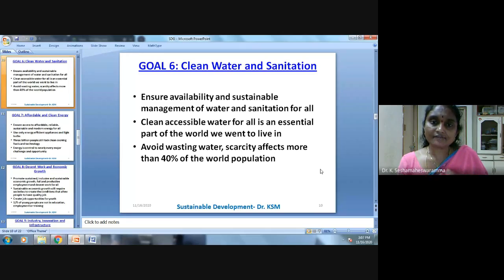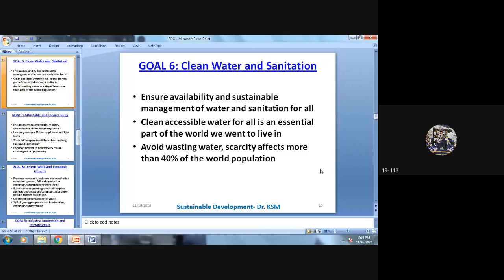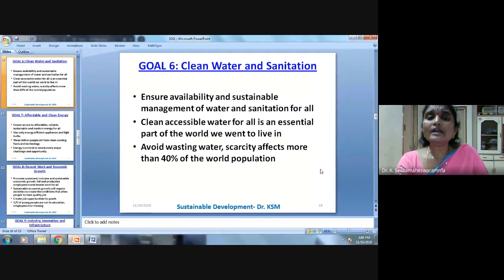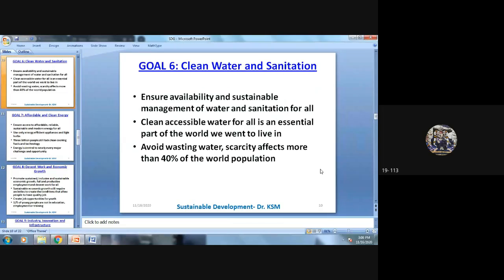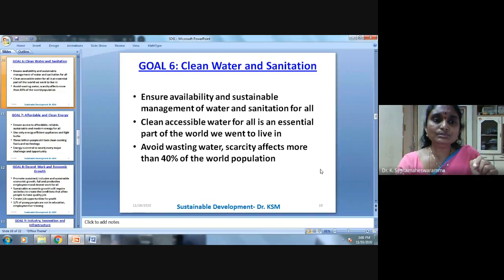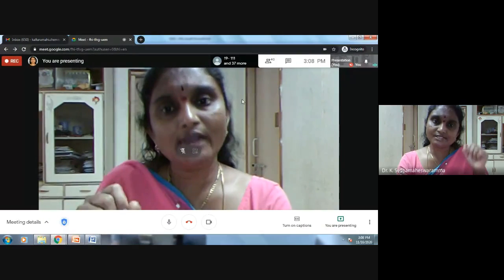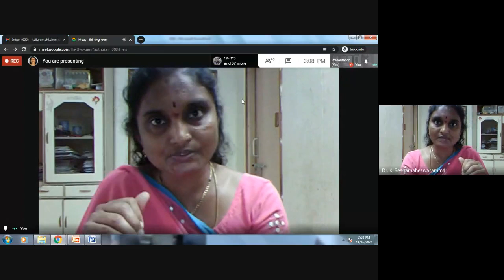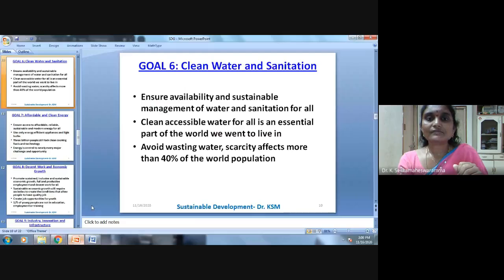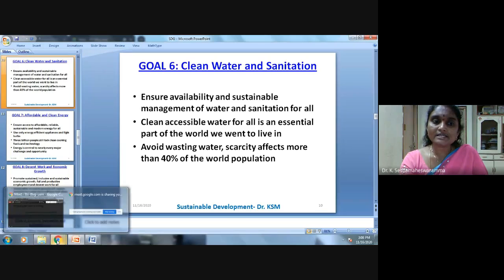To this end, avoid wasting water. That is the first thing. Scarcity affects more than 40% of the world population. We have to minimize that. Avoid wastage of water. Every individual has to have a positive attitude. You have to initiate things wherever water is wasting, wherever resources are wasting. Otherwise, many resources are wasted. Here, individuals, administrators, everybody has to take crucial, right decisions while minimizing wastage of water.